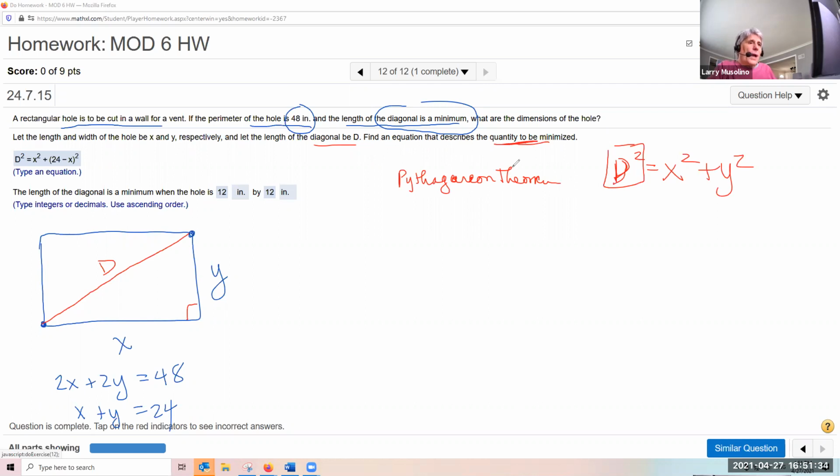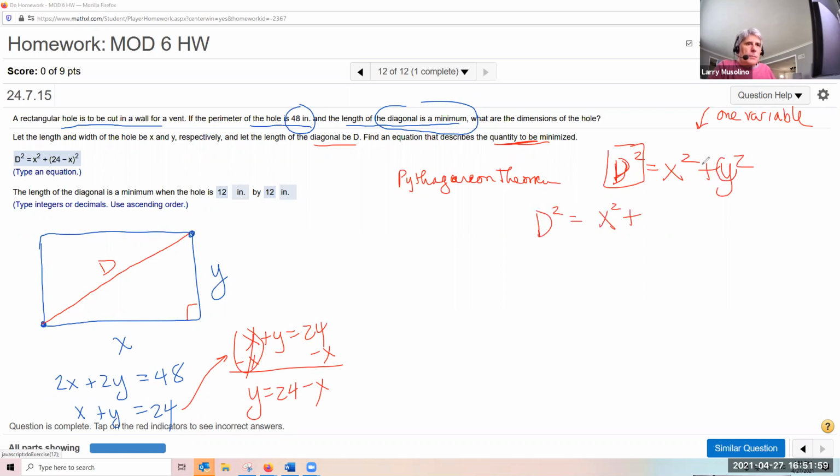Again, I want only one variable on the right here. I don't want x and y. I want just x or just y. Let me come down to this equation, x plus y equals 24. Let me subtract x from both sides, so y is 24 minus x. Let me plug this in: x squared plus, in place of y, 24 minus x, squared. This is the equation we want to minimize.